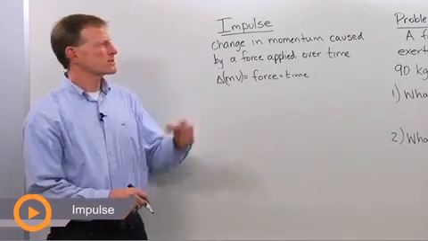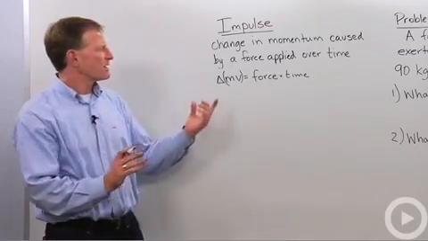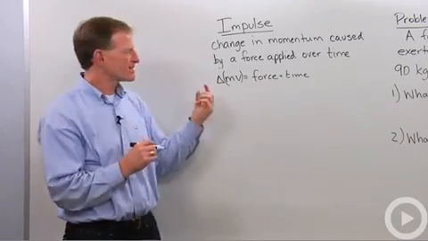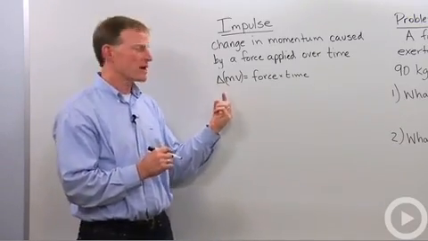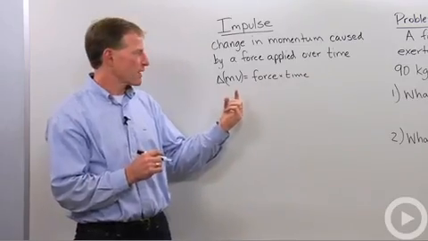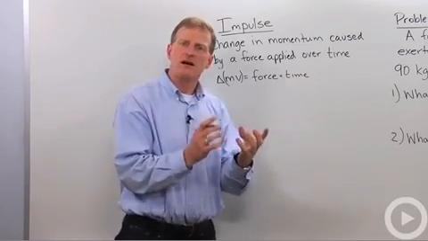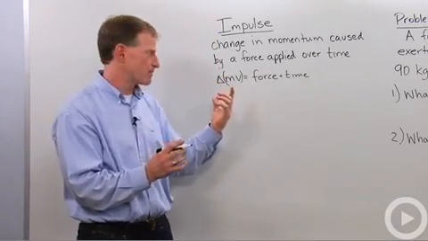Impulse. Impulse is a change in momentum caused by a force applied over time. And remember, a change in momentum, we can use the delta triangle to symbolize the change, and momentum is simply mass times velocity, or kilograms times meters per second. Okay? So the force times time is the impulse. That's the impulse that causes that change in momentum.